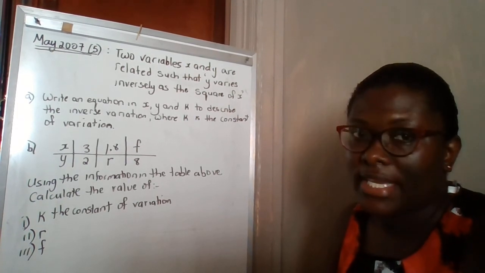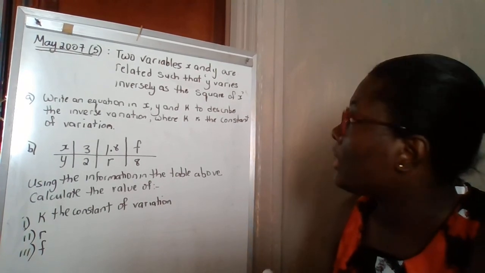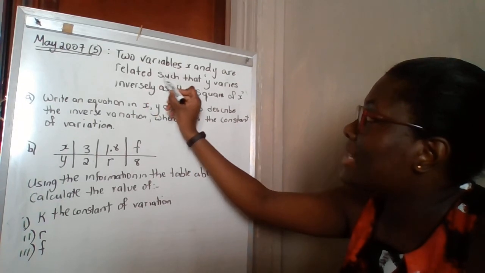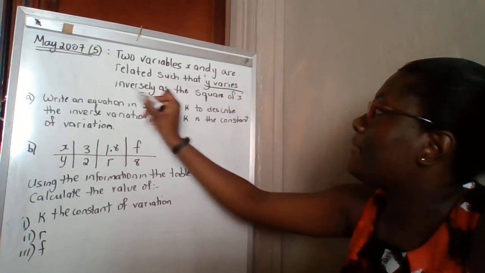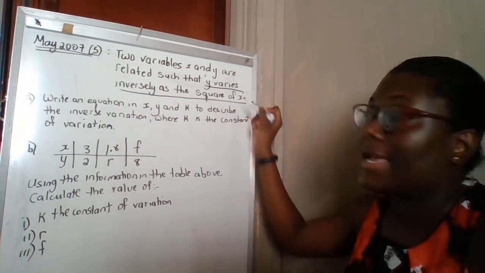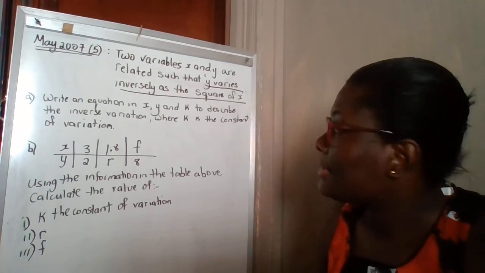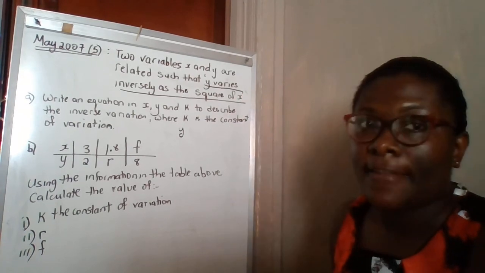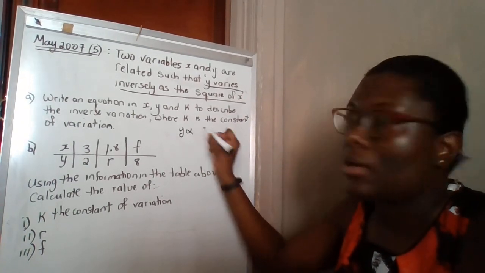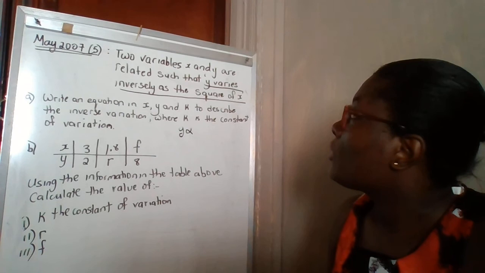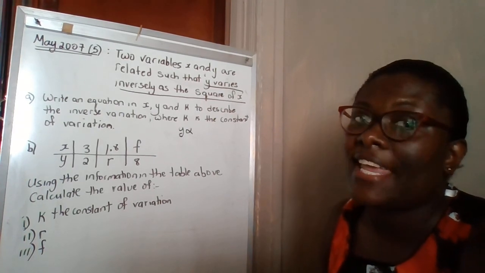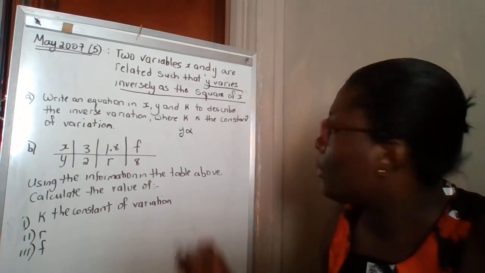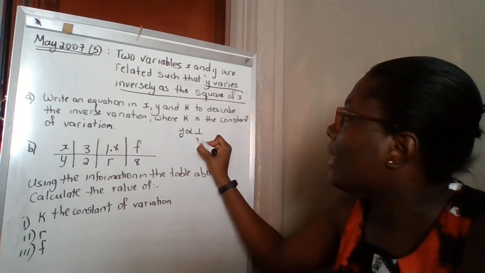Now, we're going to take out some key terms from the statement shown here. It says two variables are related such that y varies inversely as the square of x. How do we write that? We write that y varies inversely, the symbol, to the square, and because it says inversely, the inverse of x squared would be 1 over x squared.